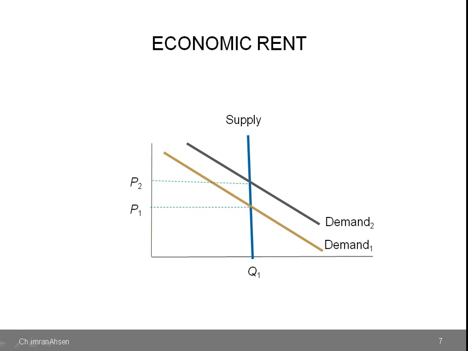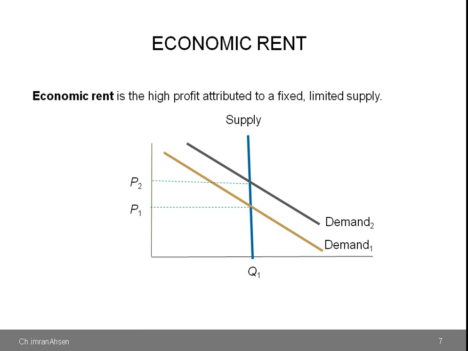Economic rent. Economic rent is what you are actually getting by limited supply. You have a limited supply. This is a fixed supply line, which looks like this. So whenever demand increases, only price increases. There is no increase in supply. So from here to here, price increases. This increase is due to the demand. We are moving from demand 1 to demand 2. So this is called economic rent. Economic rent is the high profit attributed to a fixed limited supply.